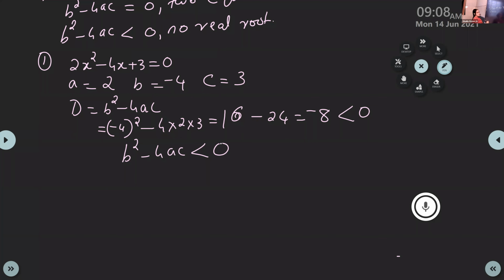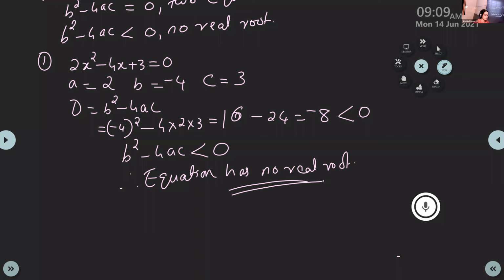So b square minus 4ac here is less than 0. So what about the roots? If b square minus 4ac less than 0, no real roots. The equation has no real roots. This type is a sure question.